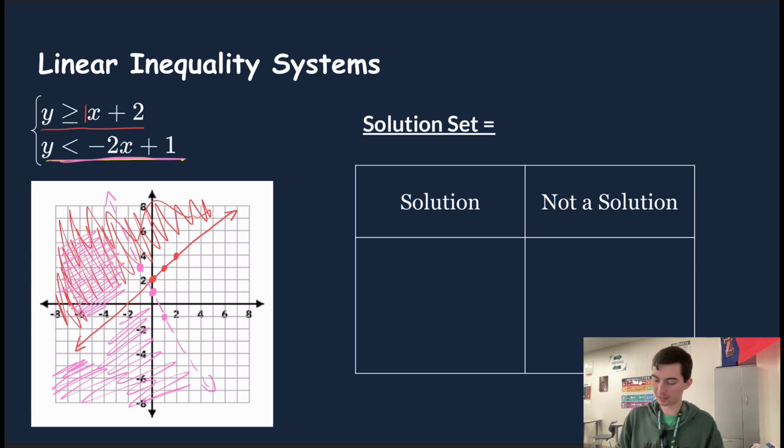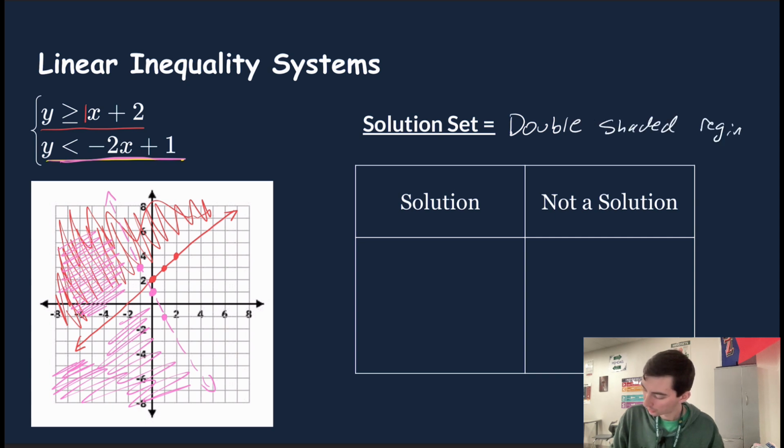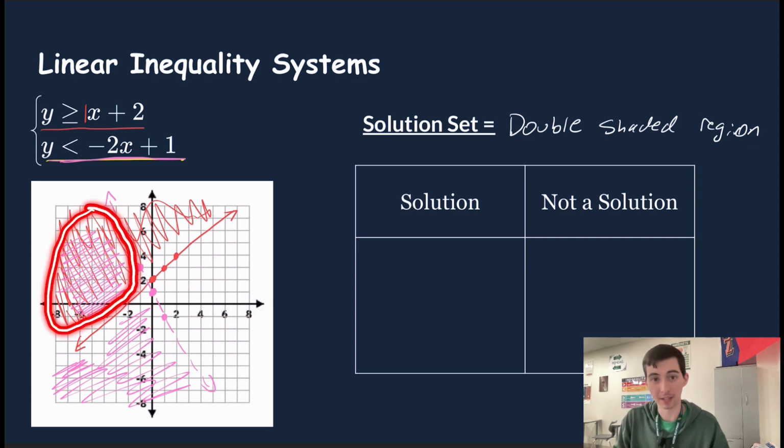Now when we're working with linear inequality systems, the solution set is the double shaded region. Okay, it's the double shaded region or double shaded area. That makes sense. We want to know where both of these are intersecting, right? And we see the red and the pink intersect in this area right here.